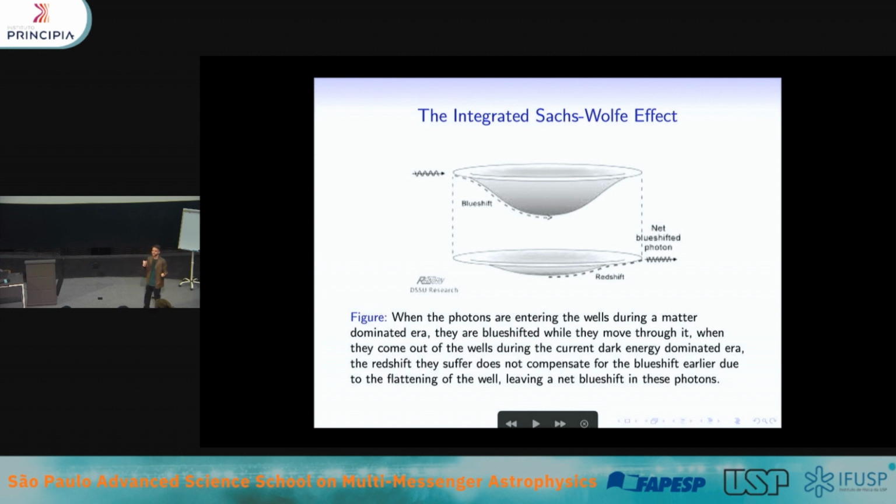As you can see here, during this transition, the tendency is that these gravitational wells flatten. So we can imagine that, for instance, CMB photons passing through these wells enter with a blue shift during this descent, and when they come out, the red shift that they suffer does not compensate for the previous blue shift because of the dynamics of the wells. That leaves a net blue shift, which we can measure with CMB temperature maps. And we already know very well how this presents itself in the autocorrelation spectrum for the CMB temperature map.